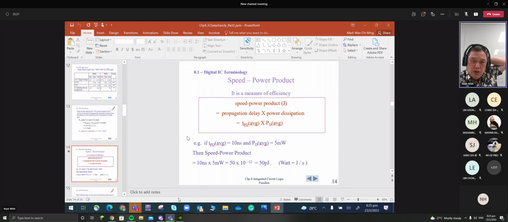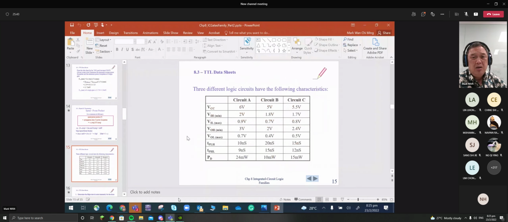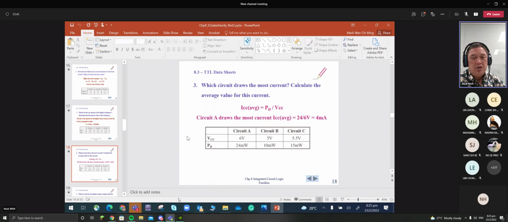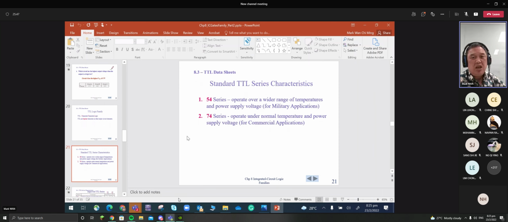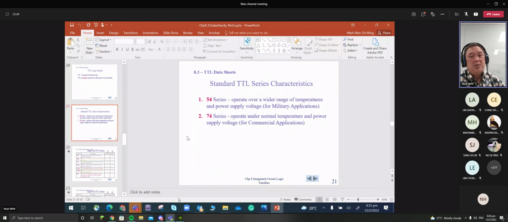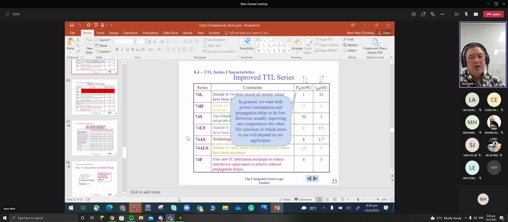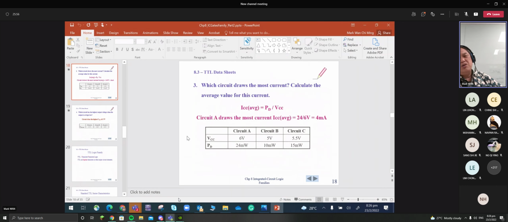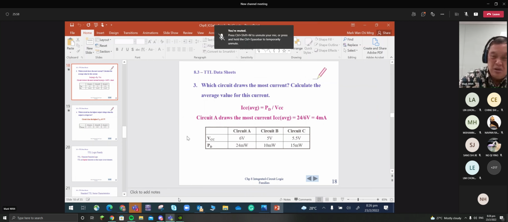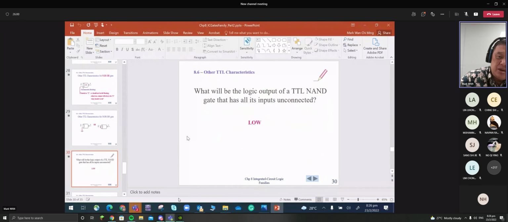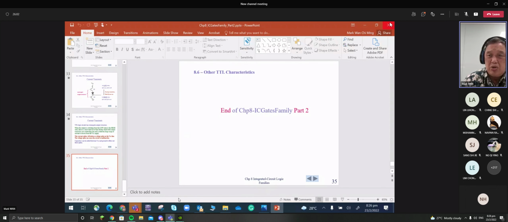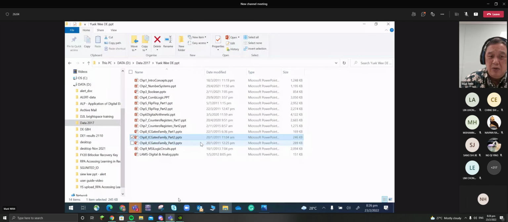I just zoomed in for you already. What is that? This one you all must know. Speed-power product, this and that, you must know, right? All this must be known. This is a standard exam question, because if you look at the past exam papers, it comes out every year, right? This kind of question, no need to say more. So okay, I have talked about chapter 8 already.